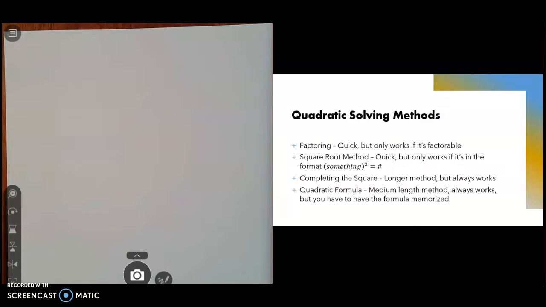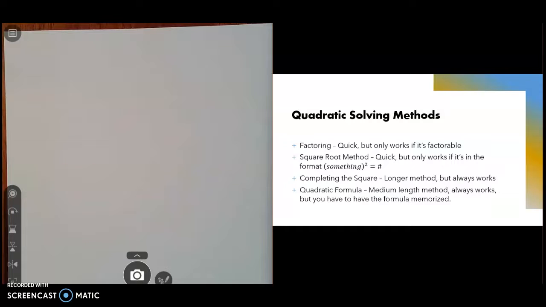The next one we had was the square root method. The square root method was where you had something squared equals a number, and then you took the square root of both sides and had your two answers, the plus or the minus. And that one was really quick. It was really easy, wasn't it? But of course it only works if it's in that format of something squared equals a number.